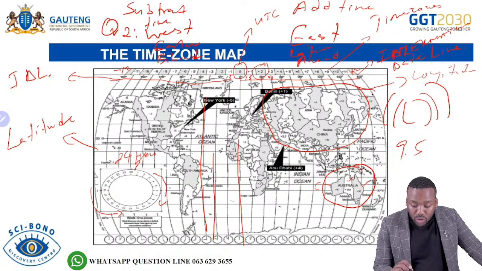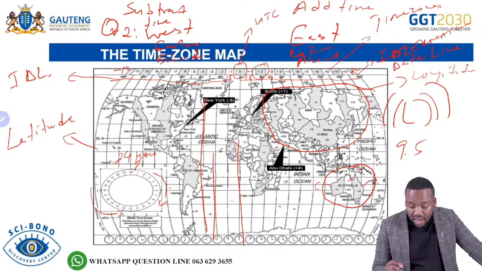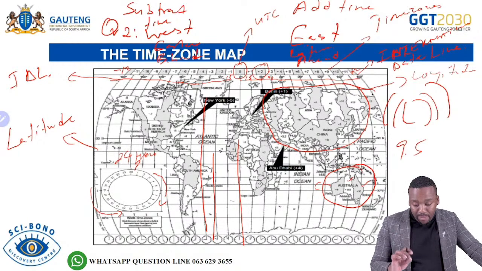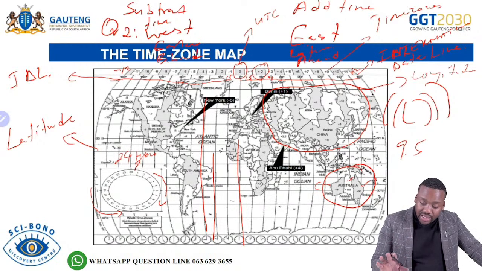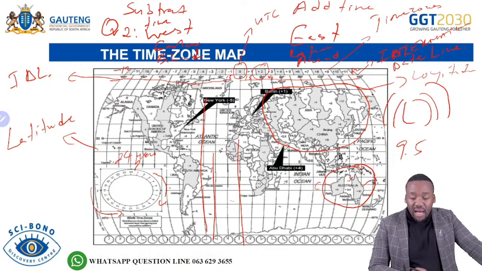And then all those numbers inside those maps, they are our what? They are our time zone. So they may also assist you when it comes to you working on your map. So your map should not be blank. This is us trying to interpret our map.